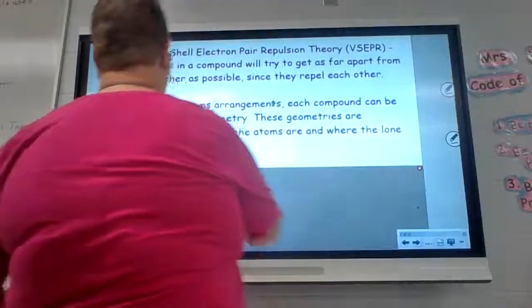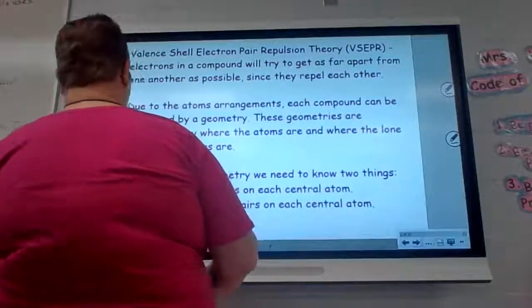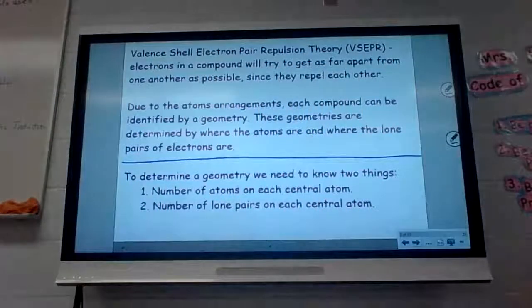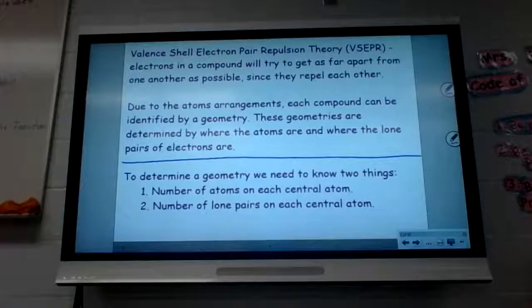I don't think you need that. All right, you need this though. So you need under the blue line. Above the blue line, I just told you. We drew something different. All right, so to determine the geometry, we need to know two things.